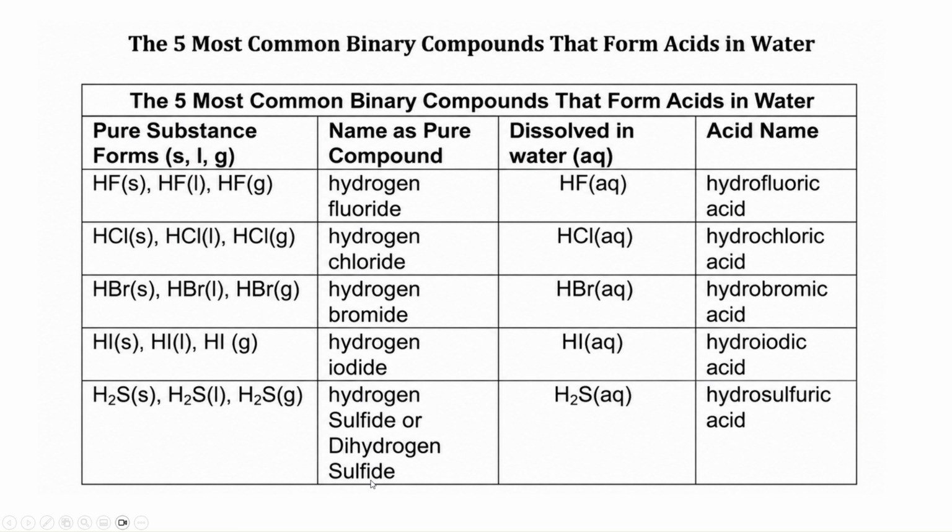However, when they are dissolved in water and become aqueous, this symbol right here, as a reminder, is the symbol for aqueous, they are named as acids. So, for example, HF aqueous would be hydrofluoric acid. And the same thing for the rest of them.